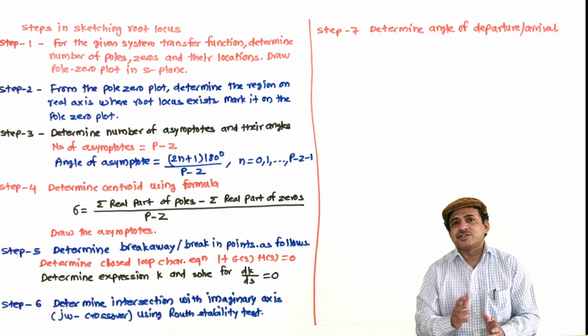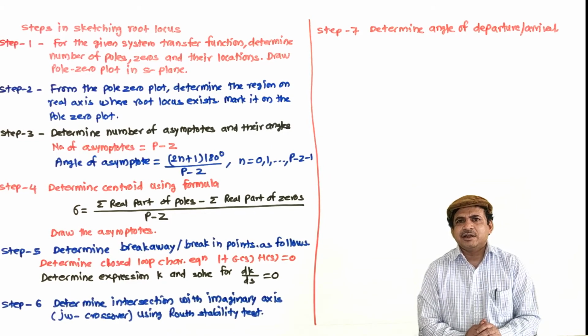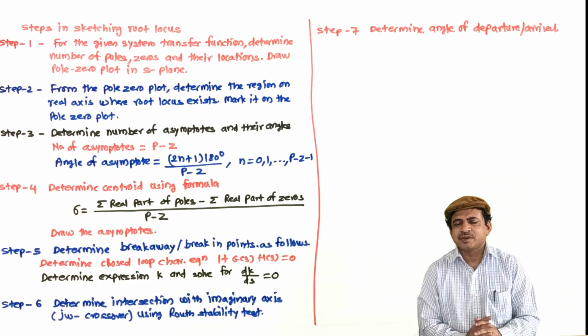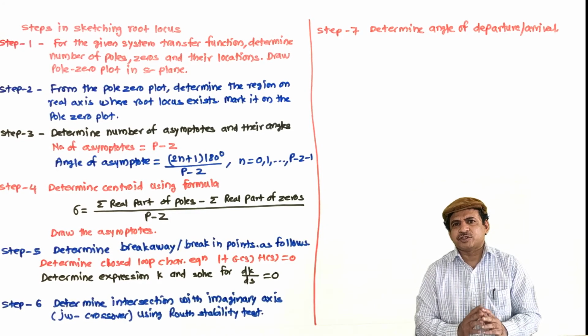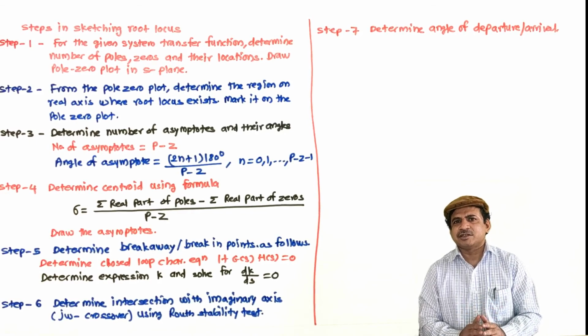So from the next lecture we will start solving numerical examples on root locus, and I am planning to solve 5 to 6 examples that will cover all possibilities of system function. It is enough in this lecture. Thank you.